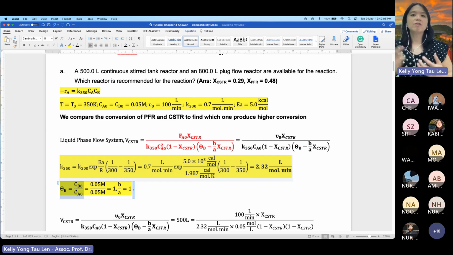So what's theta B? If you forget, it's the ratio of initial amount of B over A. So it can be concentration, it can be molar flow rate, it can be mole fraction. But in this case, dia beri kita initial concentration, right? So we can calculate theta B. So CB0 0.05, CA0 pun 0.05. Therefore, you can get your theta B as 1.